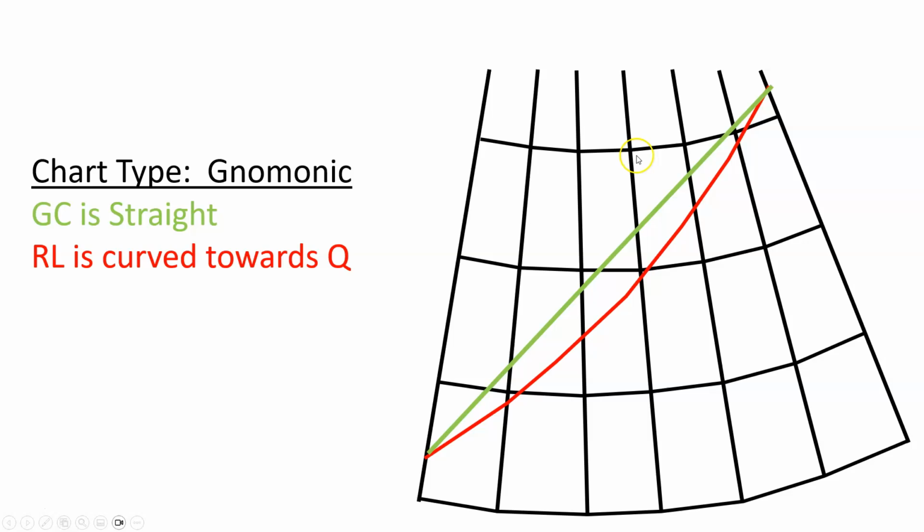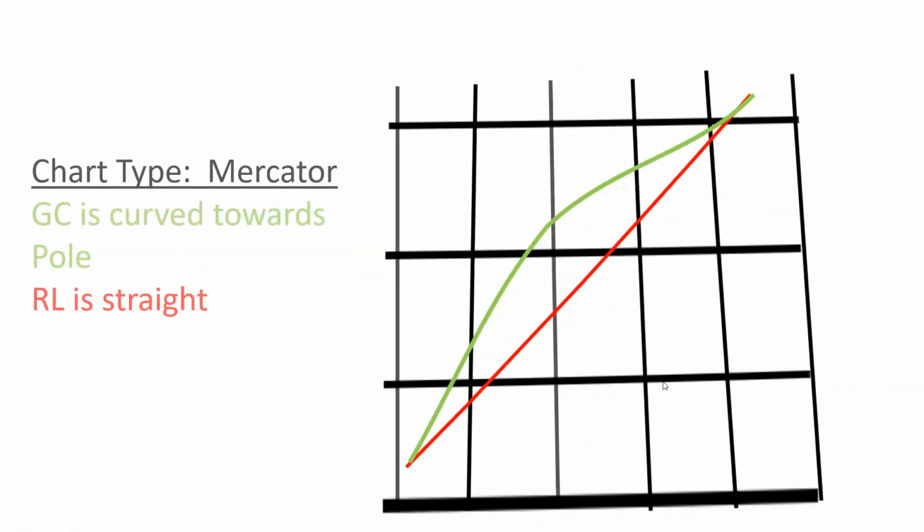Now let's check this out. This again is a gnomonic chart. The green line is a great circle, and the Rhumb line is a curved line on the gnomonic chart. It's curved towards the equator. So the equator would be down here somewhere, and the North Pole would be up here somewhere. So on a gnomonic chart, a great circle is a straight line, and a Rhumb line is a curved line, bowed towards the equator.